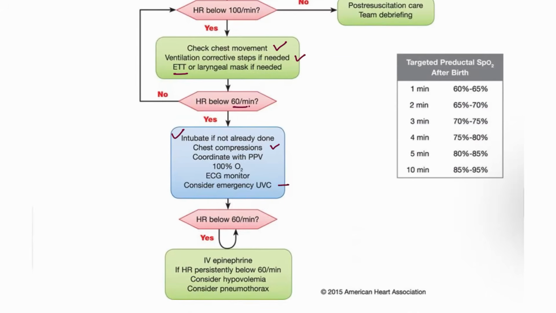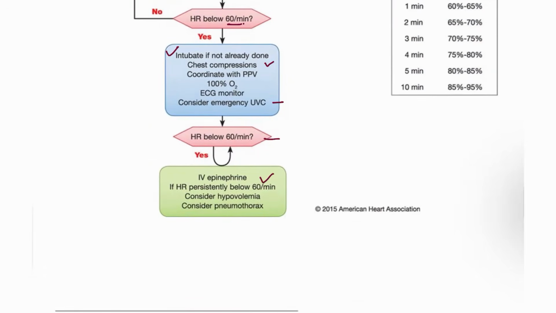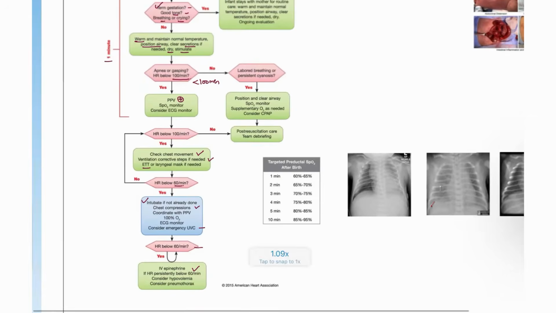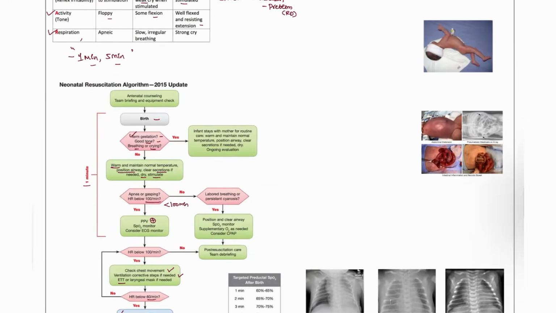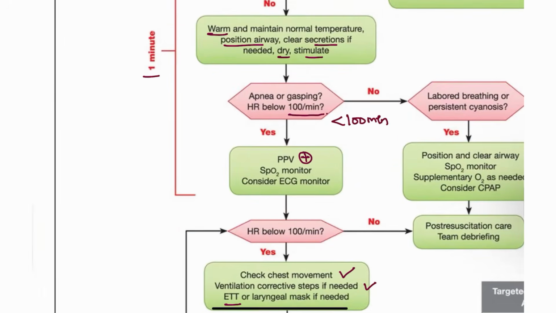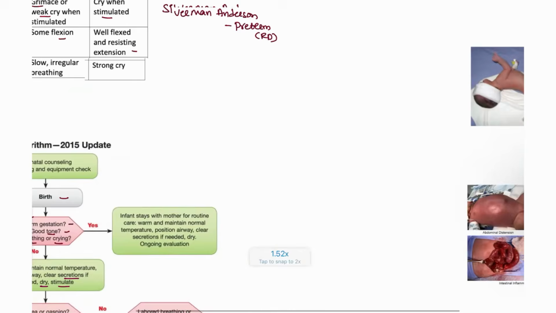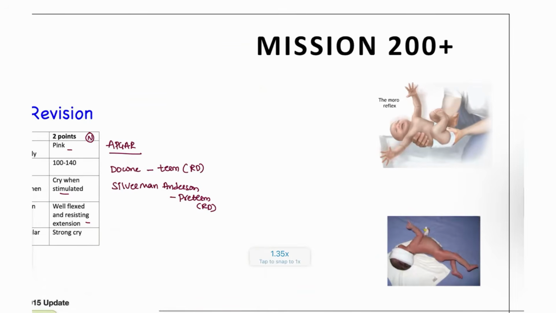And next, if the heart rate is still less than 60, then you have to give IV epinephrine. If the heart rate is persistently low, then you have to consider pneumothorax or hypovolemia for this baby. These are the important steps that should be done immediately for that baby. So the golden 1 minute is this one. In this period only you have to start the positive pressure ventilation, and these are the important steps for neonatal resuscitation and commonly asked questions in the examination.